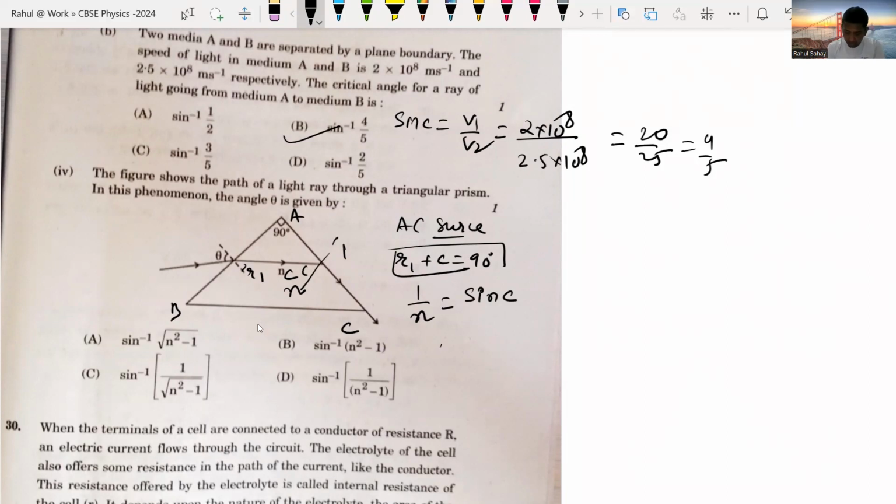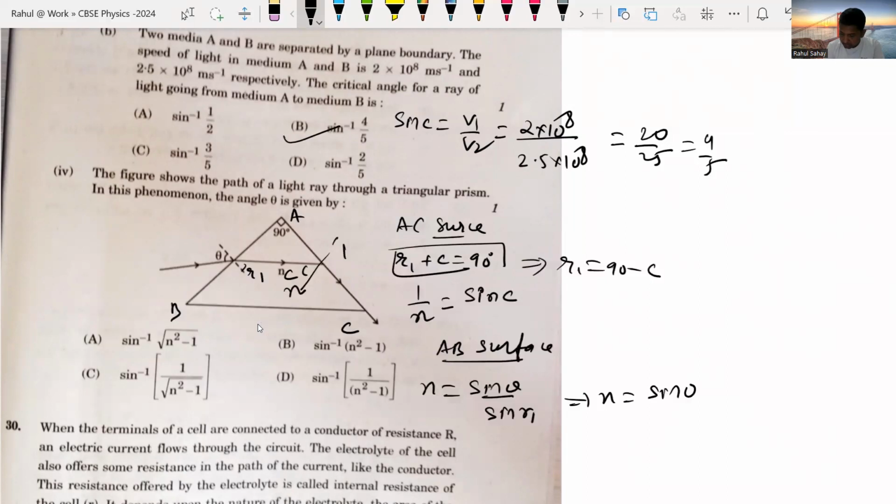Now, if I apply it on the AB surface, mu is equal to N, which is equal to sin theta by sin R1. From where do we get R1? R1 is equal to 90 minus C. So N is equal to sin theta by cos C. And cos C is what? Square root of 1 minus sin square C. So do the calculation and then get the answer. I think mostly this is the answer.